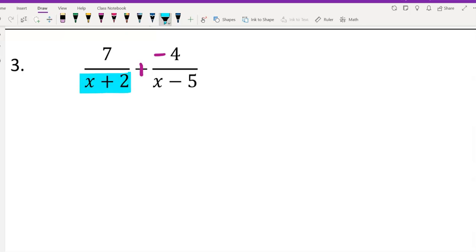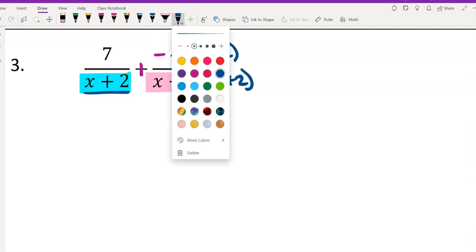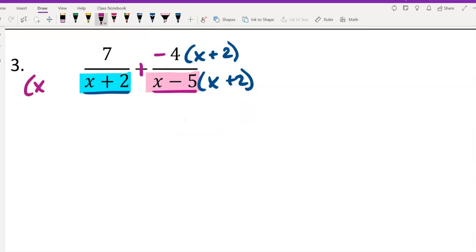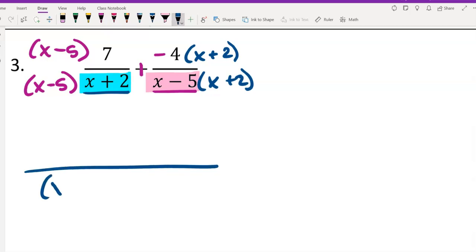On the left, I have x plus 2. On the right, we have x minus 5. How do I make them match? All we do is take the first one and multiply it to the second one, and the denominator. Then we are going to take the second one, multiply it to the first one in the numerator and the denominator. Now we have matching bottoms. So let's go ahead and say our new fraction is something over x minus 5, x plus 2.